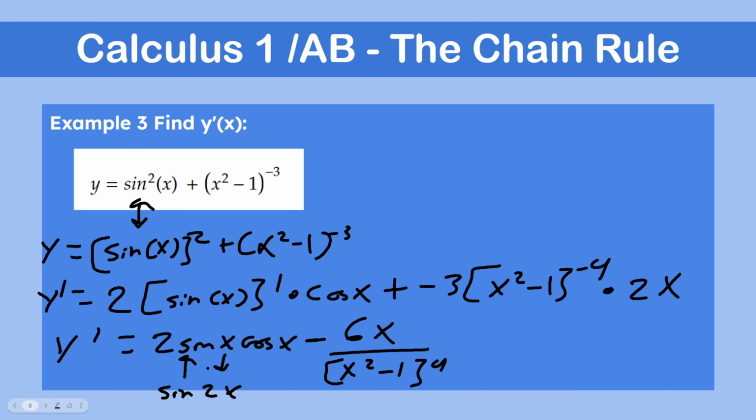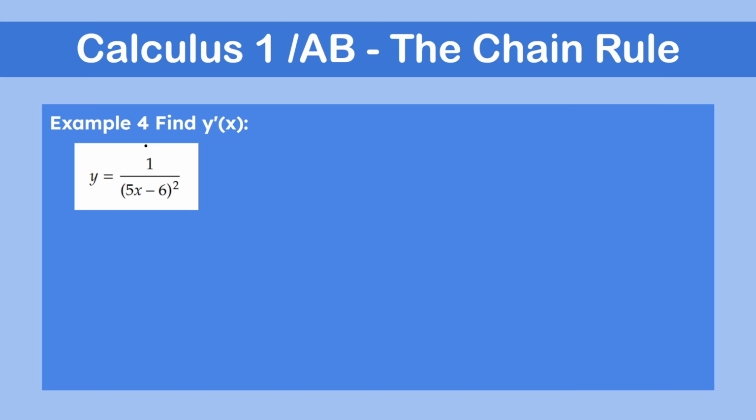Okay, so now let's find the derivative of y is equal to 1 over 5x minus 6 squared. What we can do is rewrite it as y is equal to 5x minus 6 to the power of negative 2, because this is the same thing as this. As you can see there's a 1 right here, but if you put negative 2, that would give you the same result as before. So now this is an easier way to do it without needing to do quotient rule.